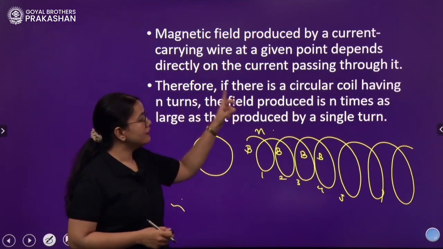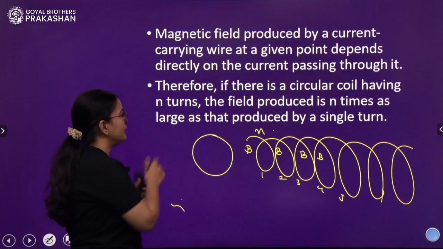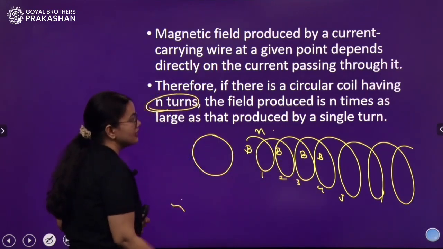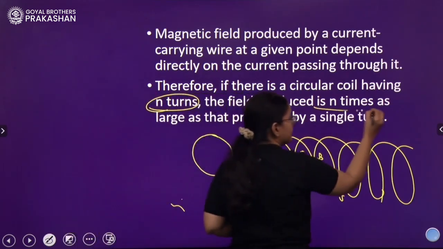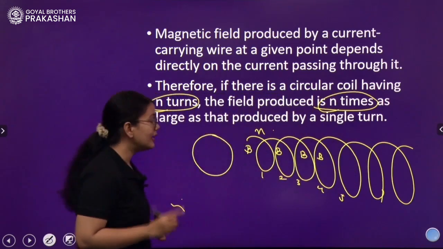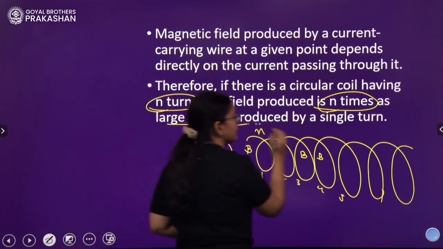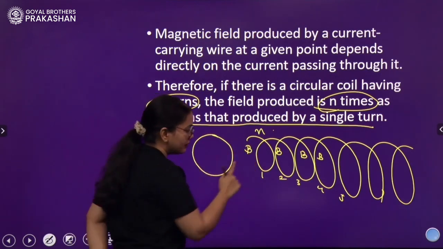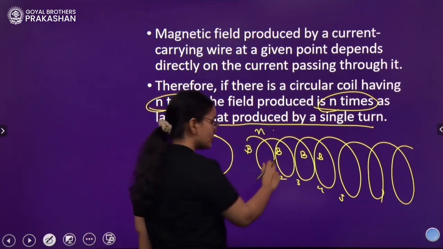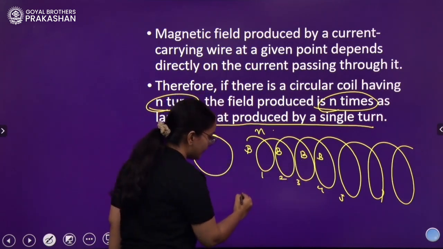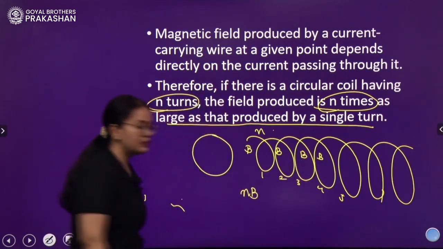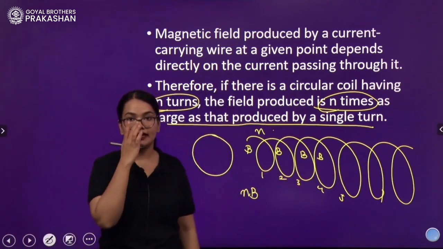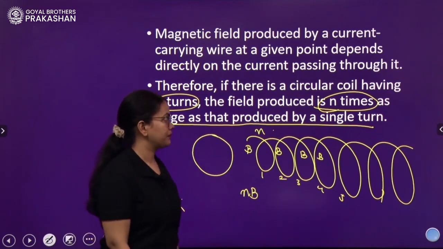Therefore, if there is a circular coil having n turns, n turns means n circular loops like this, the field produced is n times as large as that produced by a single turn. See, because of one turn I was getting B. Because of 2 turns I will get 2B. Because of 3 turns I will get 3B. So, because of n turns I will get n times B. All the field lines are adding up and they are giving us n times B.